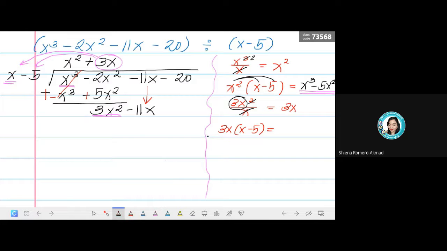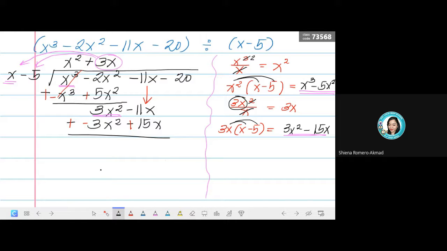If we do that, we'll have 3x times x, that's 3x squared. 3x times negative 5, that's negative 15x. Tapos, ito, susulat natin dito sa baba nila. So we have 3x squared minus 15x. So we'll proceed now to subtraction. Change the sign from positive, magiging negative, from negative, magiging positive, and then we'll proceed to addition.